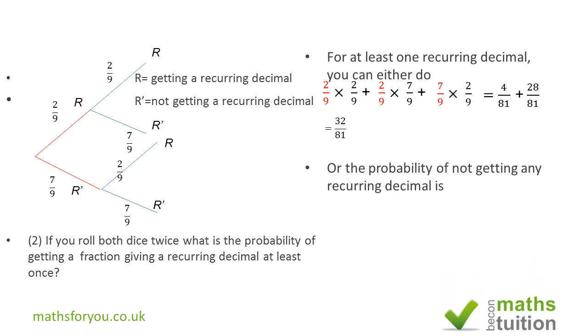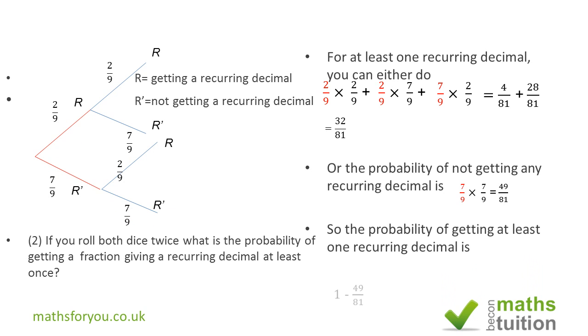Or you could say the probability of not getting a recurring decimal, which is down this route here, will be 7 over 9 times 7 over 9, that's 49 over 81. Therefore, the probability of getting at least one recurring decimal will be 1 minus this. So you end up with 1 minus 49 over 81, and you should get the answer 32 over 81. We get the same answer with either method.